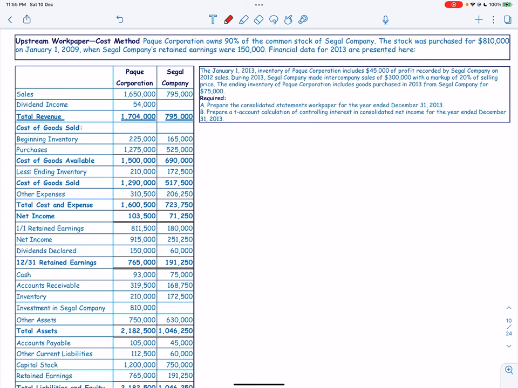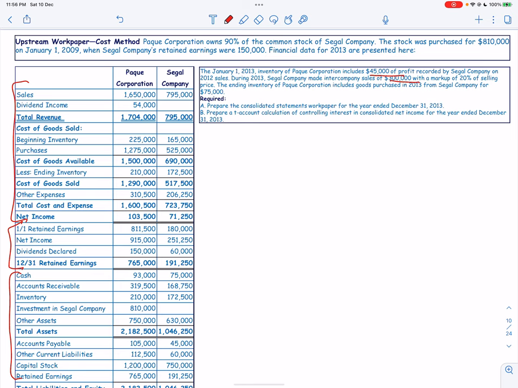The financial data are presented here. You can see we have the income statement, the retained earnings statement, and the balance sheet. The January 1, 2013 inventory of P Corporation includes 45,000 of profit recorded by Segal Company on 2012 sales. During 2013, Segal Company made intercompany sales of 300,000 with a markup of 20% of selling price.